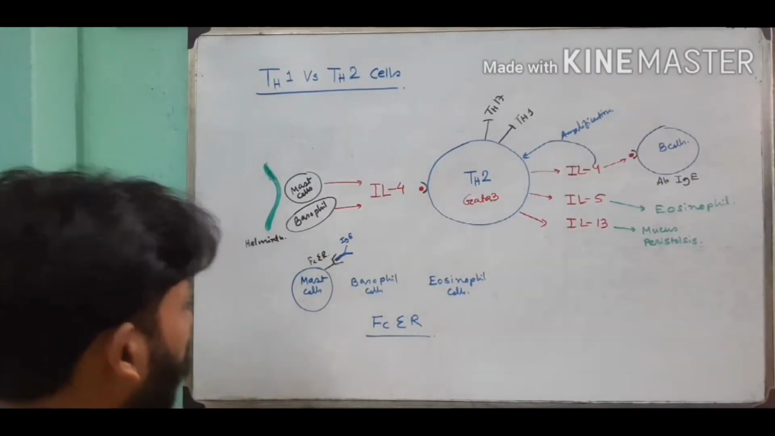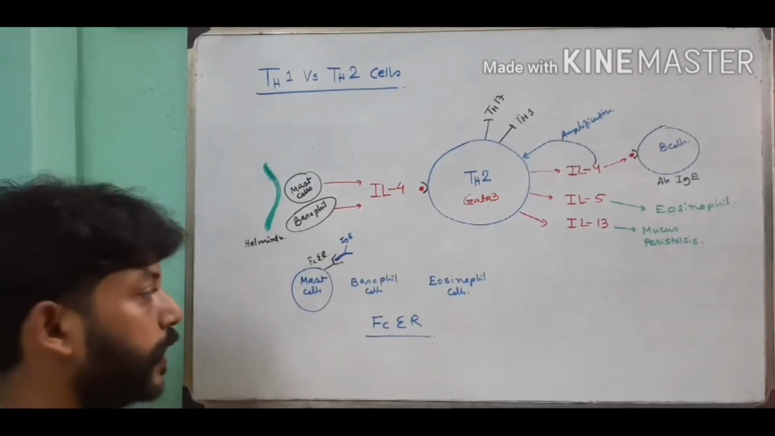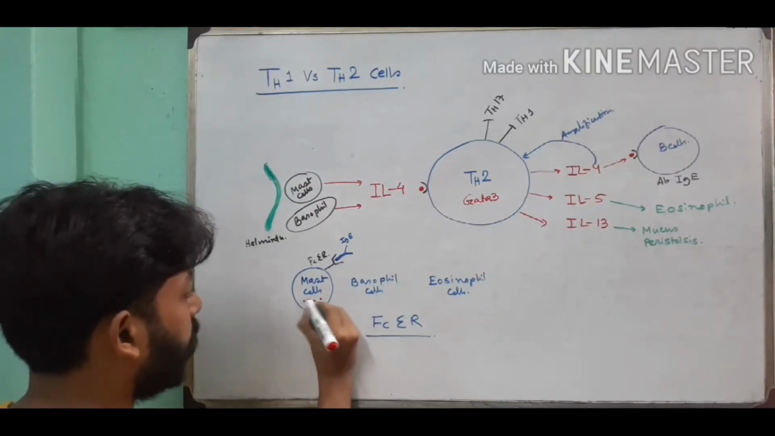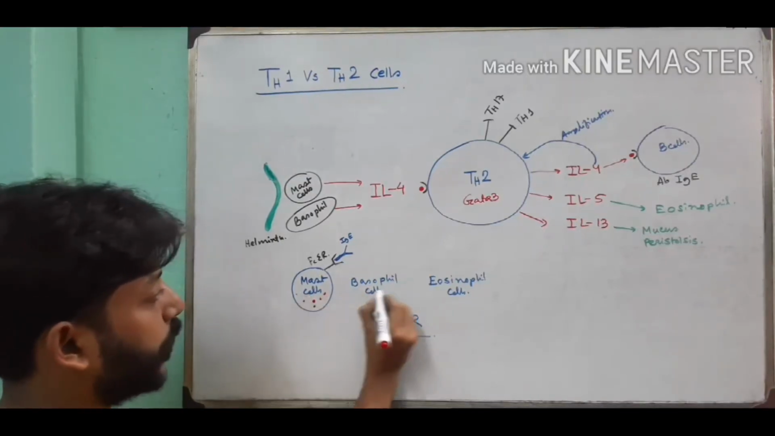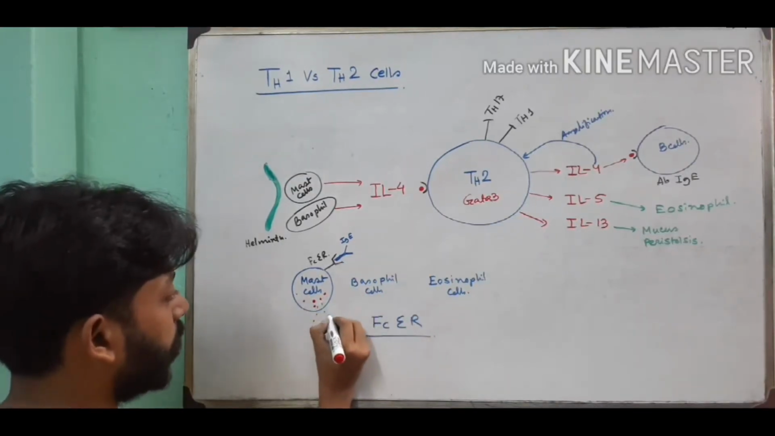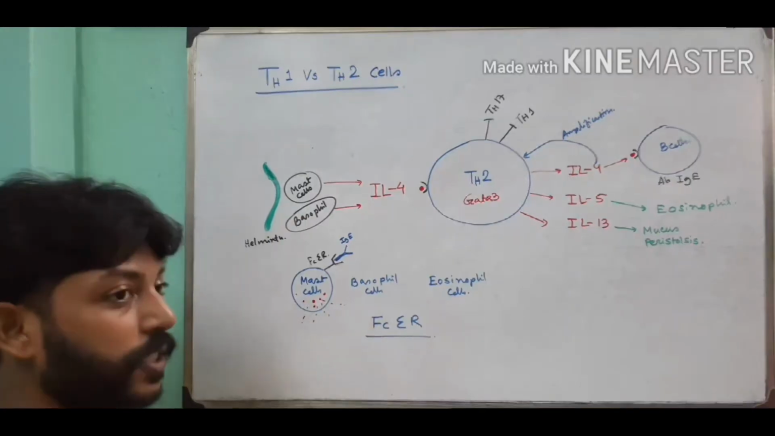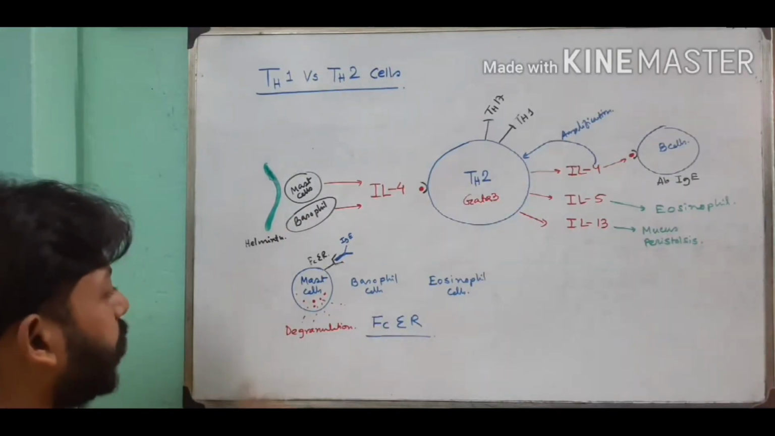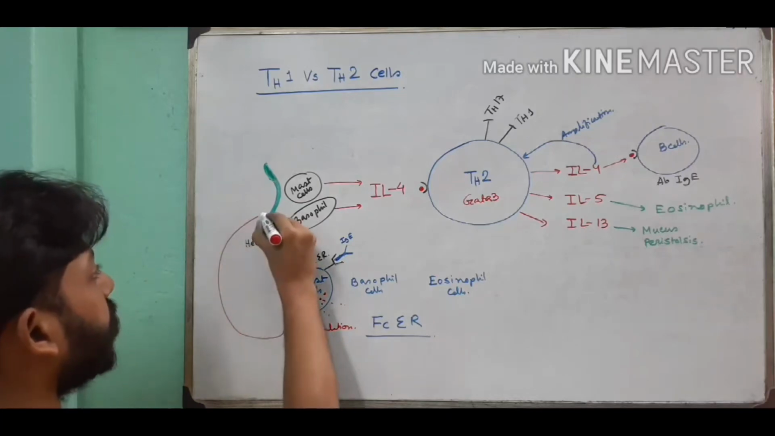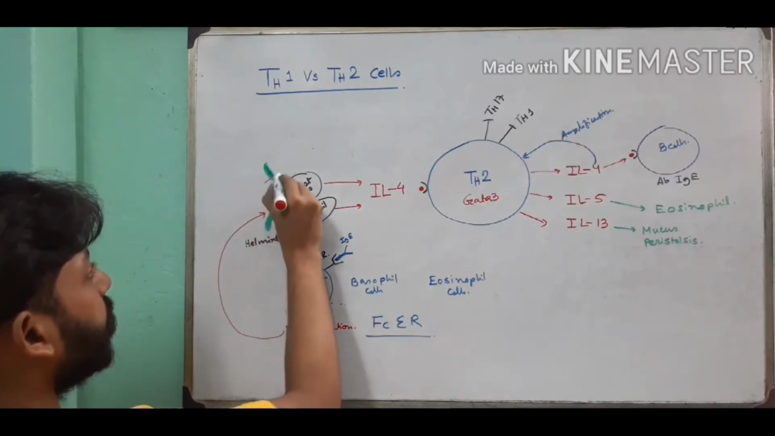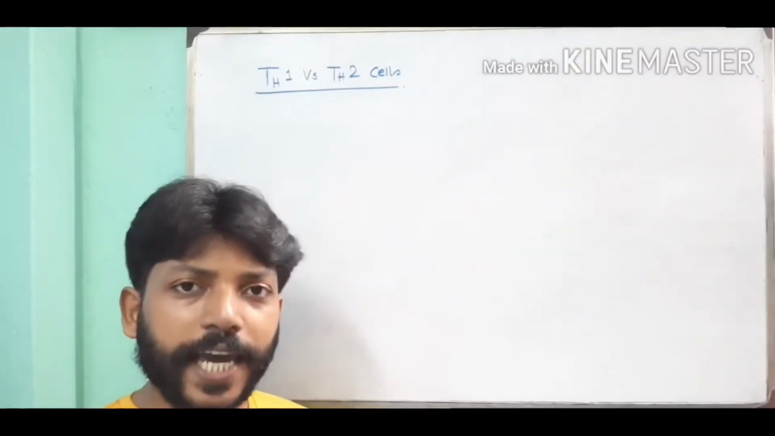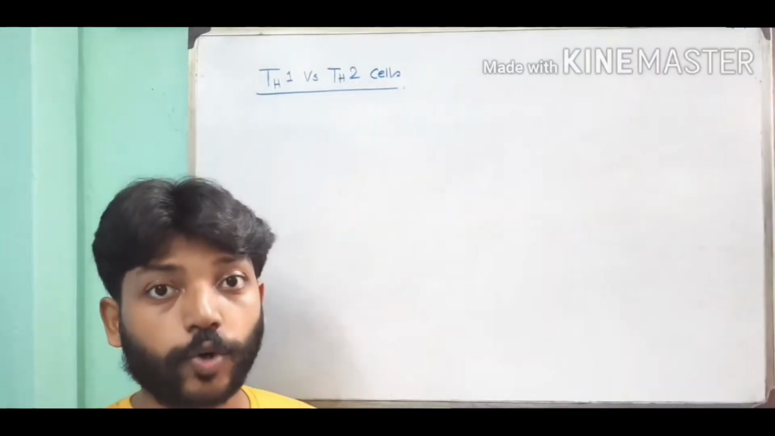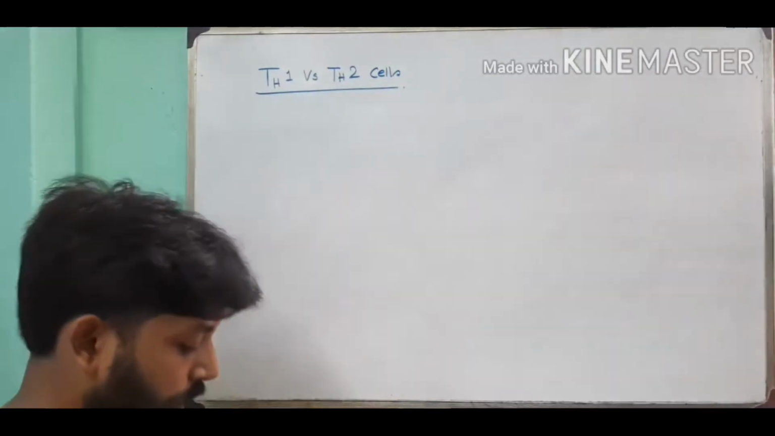They secrete, actually degranulate some granules. There are granules present in the mast cell, basophil and eosinophil. They secrete the chemicals from these granules. This process is called degranulation, and these chemicals kill the helminth. This TH1 and TH2 cell can cross regulate each other. How? I am telling you.